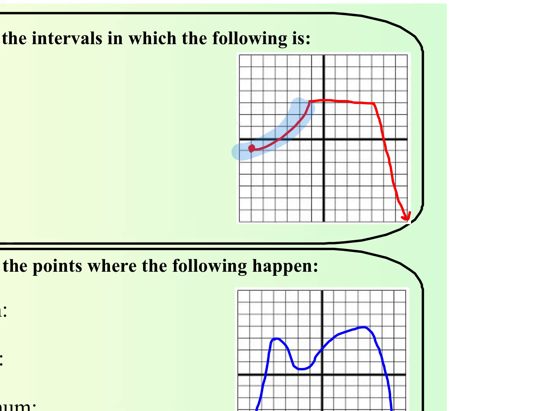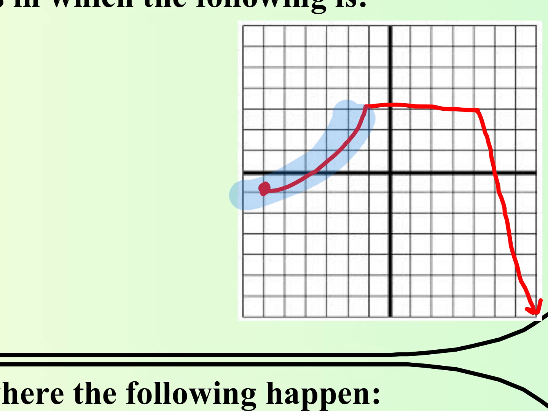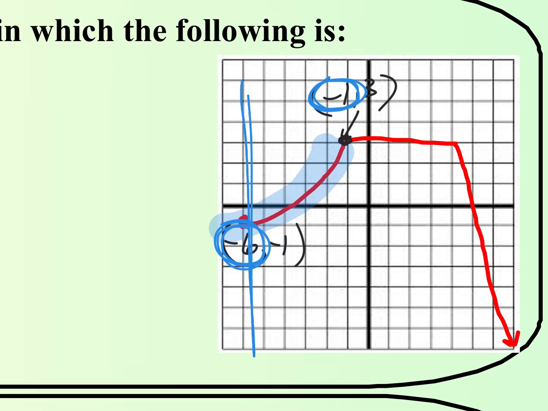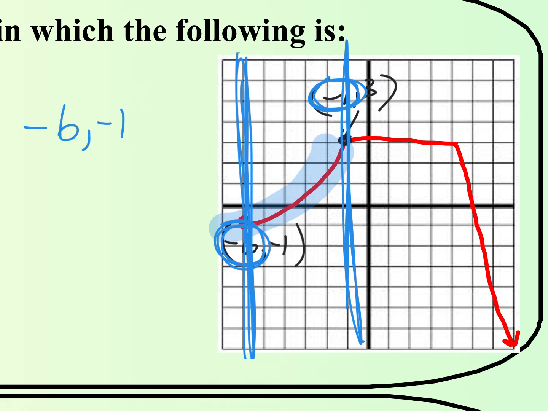Okay, so how do I say the answer then? Well, this is negative 1, 2, 3, 4, 5, 6, negative 6, comma, negative 1. And this spot right here, we're going to say that that's negative 1, comma 3. You say it by saying the x values, negative 6 to negative 1. That's like saying from here, that's where negative 6 is, to here, that's where negative 1 is. That's where it was increasing.